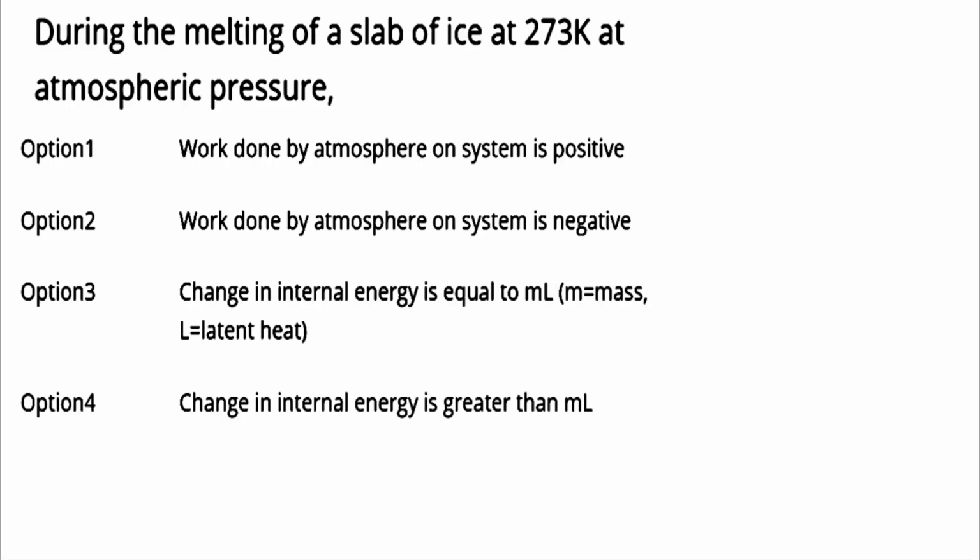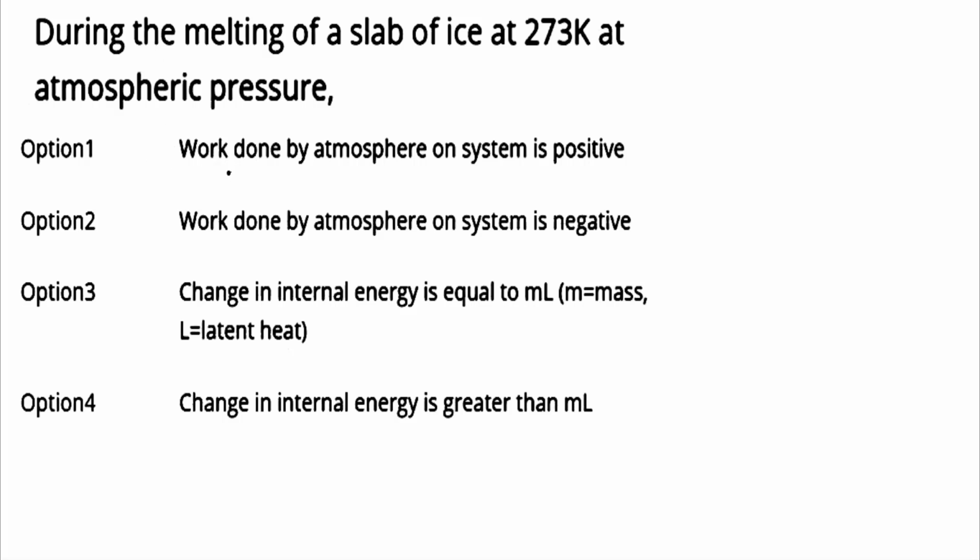Thank you. During the melting of a slab of ice at 273 Kelvin at atmospheric pressure, option 1 says work done by atmosphere on the system is positive. Option 2 says work done by atmosphere on the system is negative. Option 3 says change in internal energy is equal to mL, and option 4 says change in internal energy is greater than mL.